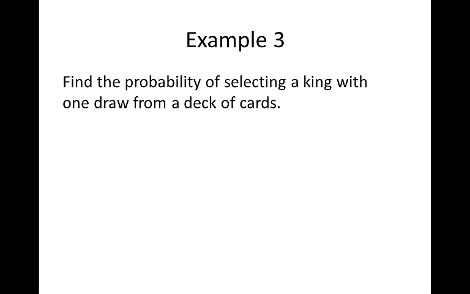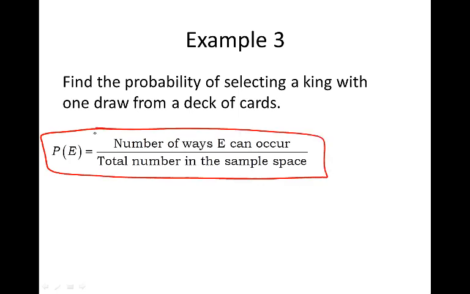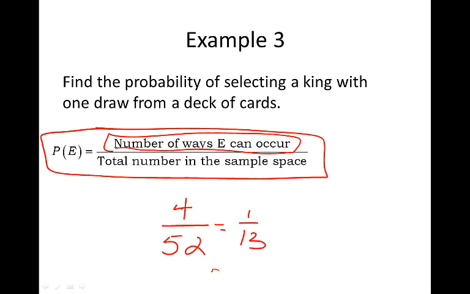Another example, find the probability of selecting a king with one draw from a deck of cards. Again, if you go back to this notion of the number of ways it can occur divided by the total, it'll really help your thinking. Sometimes these problems get very complicated, but if you come back to this notion of a basic probability, you're often able to determine these probabilities. So we have to ask a question: how many ways can I select a king? How many kings are in a deck? There are 4 kings in a deck, divided by the total number in my sample space. How many cards are there in an ordinary deck? 52. And then we can reduce that to 1/13. And you can even write that as a decimal if you want.